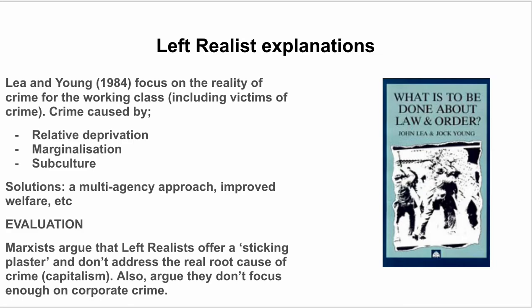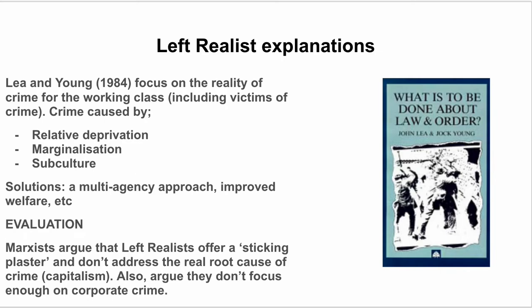Another explanation put forward by Lea and Young is marginalization. That the people who commit crime are those who are marginalized in society through education, through employment. And so they've got nowhere else to go. Again, this is a little bit similar to strain theory, isn't it? They don't have the means of achieving the goals. And then finally, subculture. So this idea that criminal or deviant subcultures are formed, again, because of a lack of opportunity in some communities.